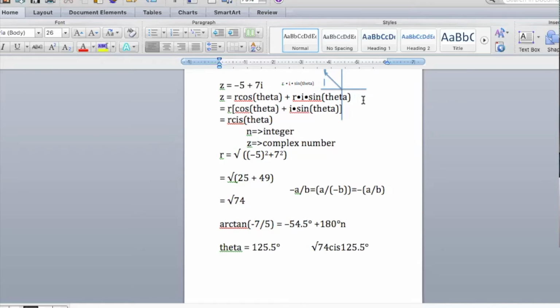So instead, what you have to do is add 180 degrees, because the tangent of this angle here is the same as the tangent of the continuation of that line down this way.